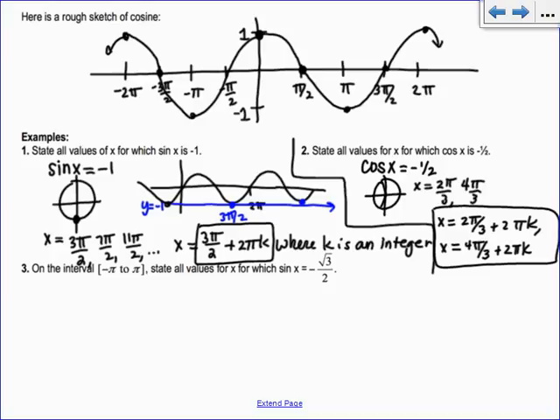So what happens if you have a graph? Well, we have the cosine graph up above, and we're saying when is cosine equal to -1/2? So if I drew this in, you don't have to draw this in, just kind of pay attention. It'd be like right here. This value right here is our 2 pi over 3, and this value right here is our 4 pi over 3. But how do you know that?